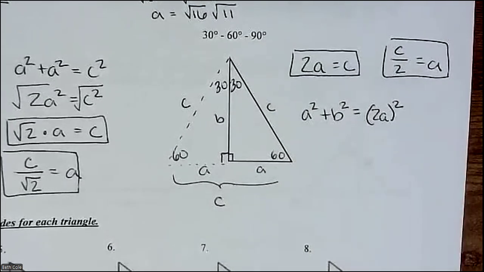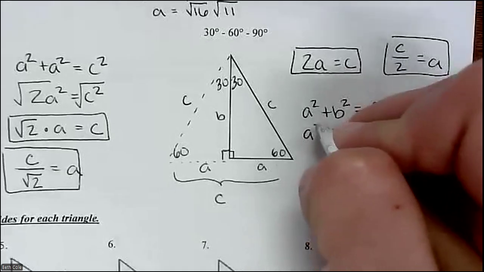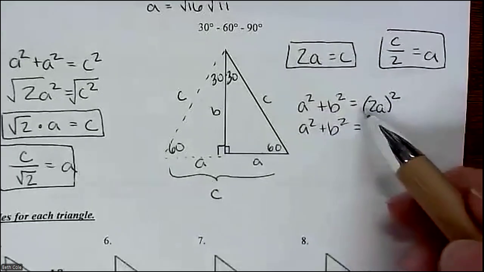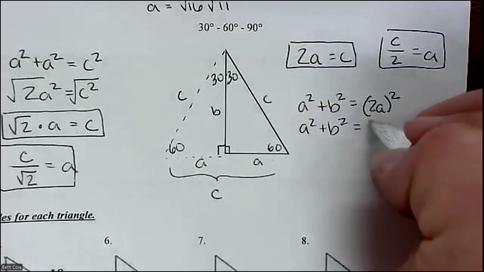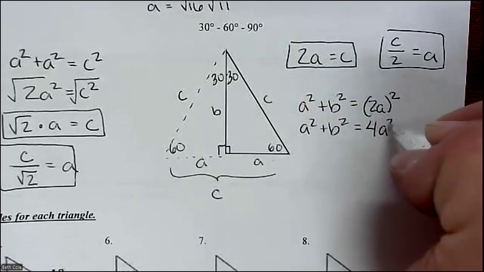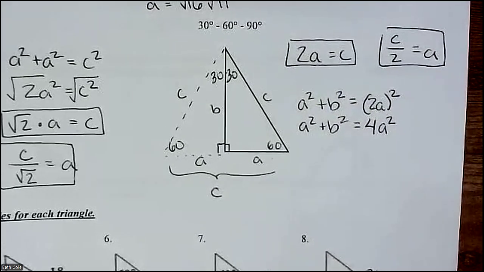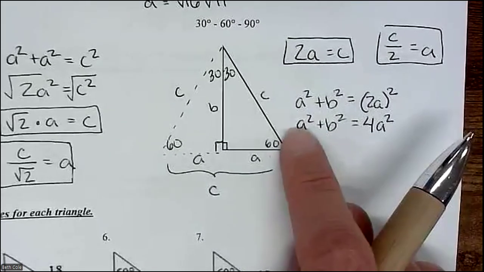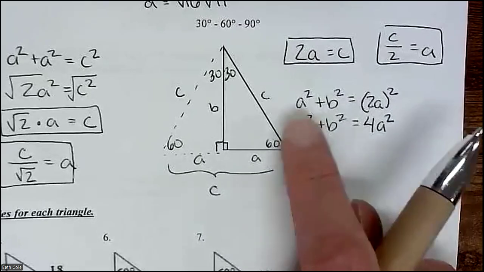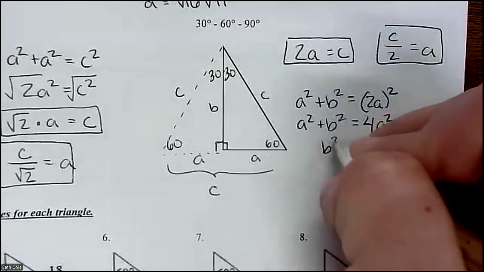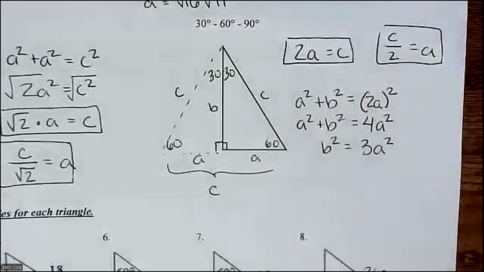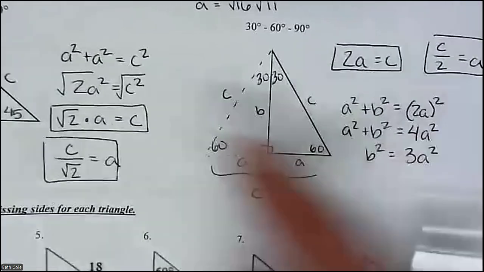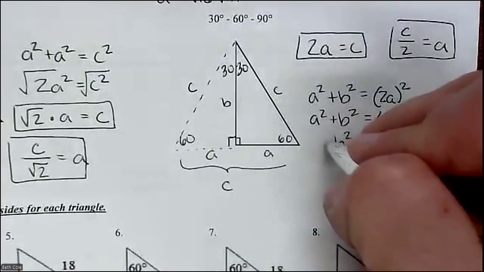I want to get to the end of this page here. So it'll be A squared plus B squared equals 2A squared, which is 4A squared. And then what would you do next to get your like terms together? Yeah, subtract that over. So it would be 4 minus 1 is 3. And then we're going to do the same thing we did over here, which is square root.